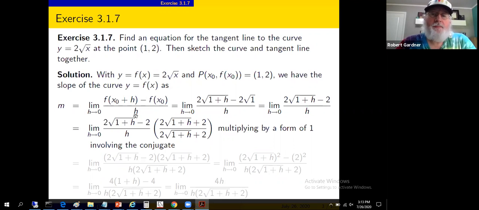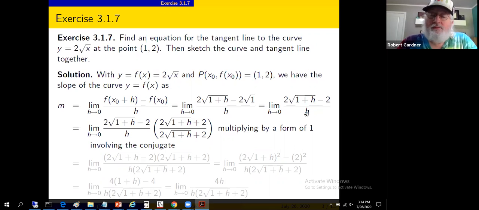That was the definition. Here the function is 2 square root of x, so we'll put x sub 0 plus h in for x, getting 2 square root of 1 plus h, since x sub 0 is 1. f of x sub 0 would be 2 square root of 1, x sub 0 is still 1, divided by h. Let's clean it up if we can. That's not much, but getting rid of that square root of 1 there, and we're left with 2 square root of 1 plus h minus 2, over h. We want to evaluate that limit.